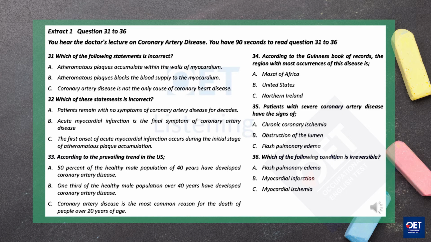According to prevailing trends in the US, half of healthy 40-year-old males will develop coronary artery disease in the future, and 1 in 3 healthy women of 40 years. The Guinness Book of Records shows that Northern Ireland is the country with the most occurrences of coronary artery disease. Contrarily, the Maasai of Africa have almost no coronary artery disease.